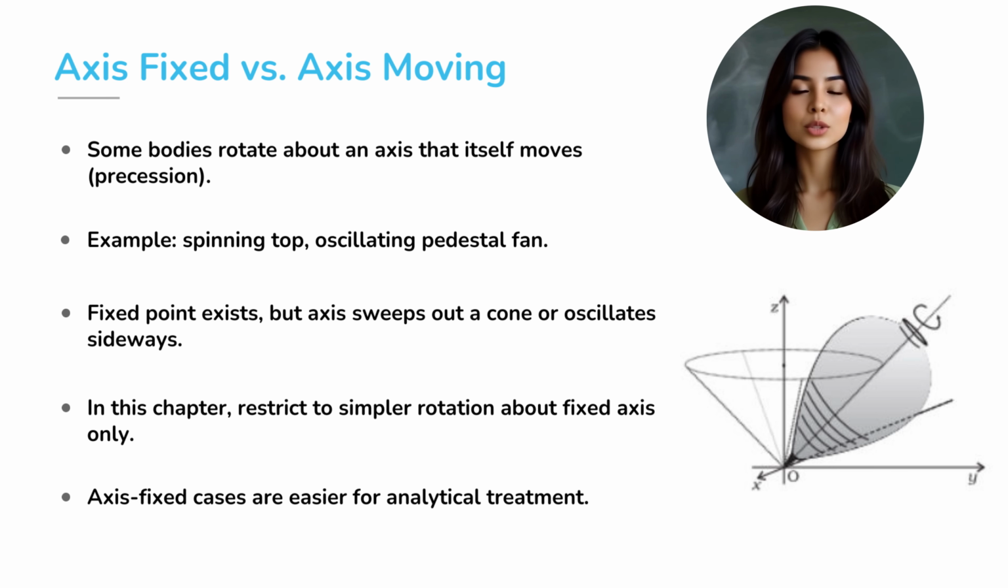But not every rotation is so simple. Take a spinning top. Its axis itself wobbles, sweeping out a cone. This motion is called precession. Similarly, the axis of an oscillating pedestal fan shifts side to side as the blades rotate. These are cases of rotation with moving axes. Fascinating to watch, but harder to analyze.